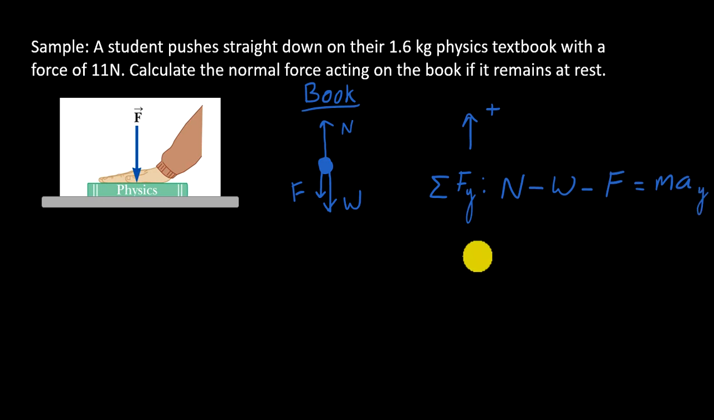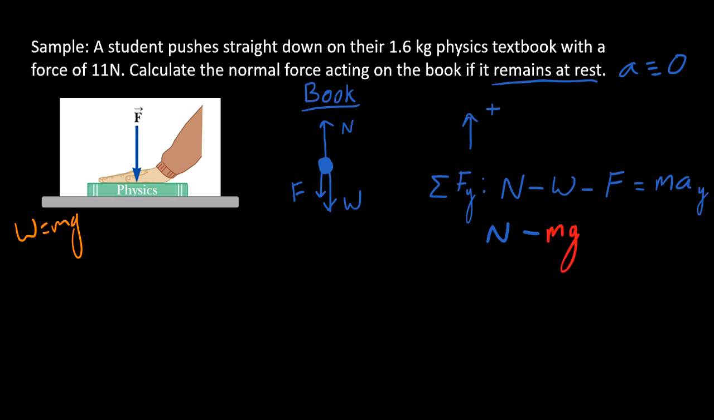Next step. Is it accelerating? Well, no, it says the book is remaining at rest. You might sometimes have to read these problems once or twice or 3 times to make sure you get all the necessary info. If it's staying at rest, the acceleration by definition is 0. So this term right here is going to be equal to 0. By the way, remember, the weight of an object is always equal to mg, so I'm going to plug that in over here. So I have the normal force minus mg.